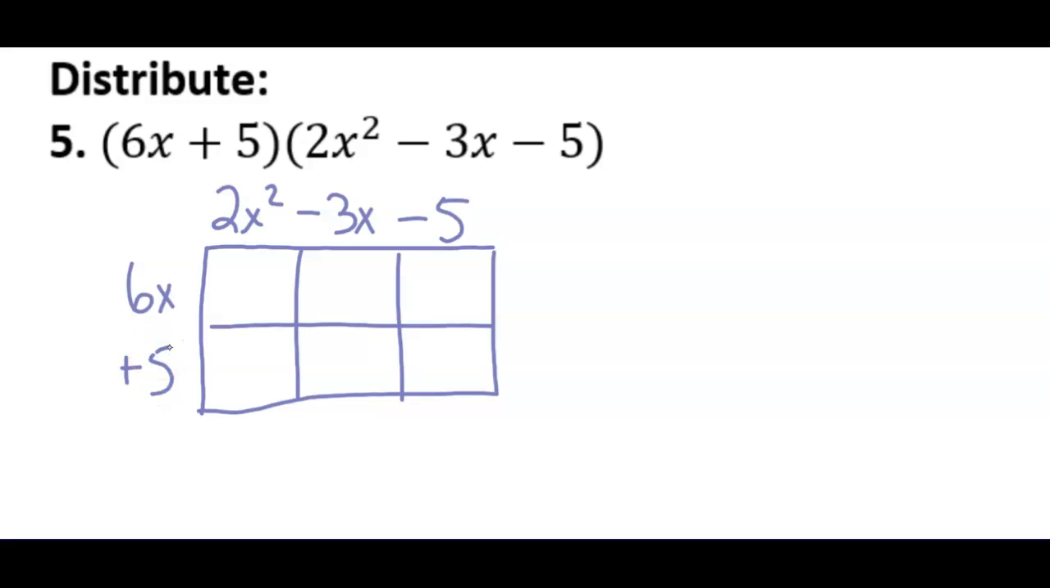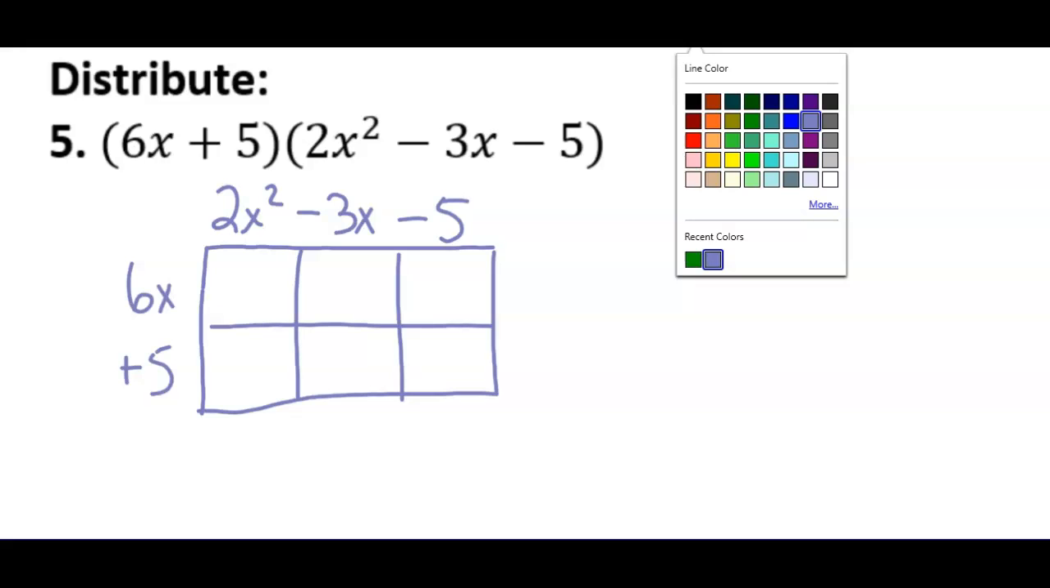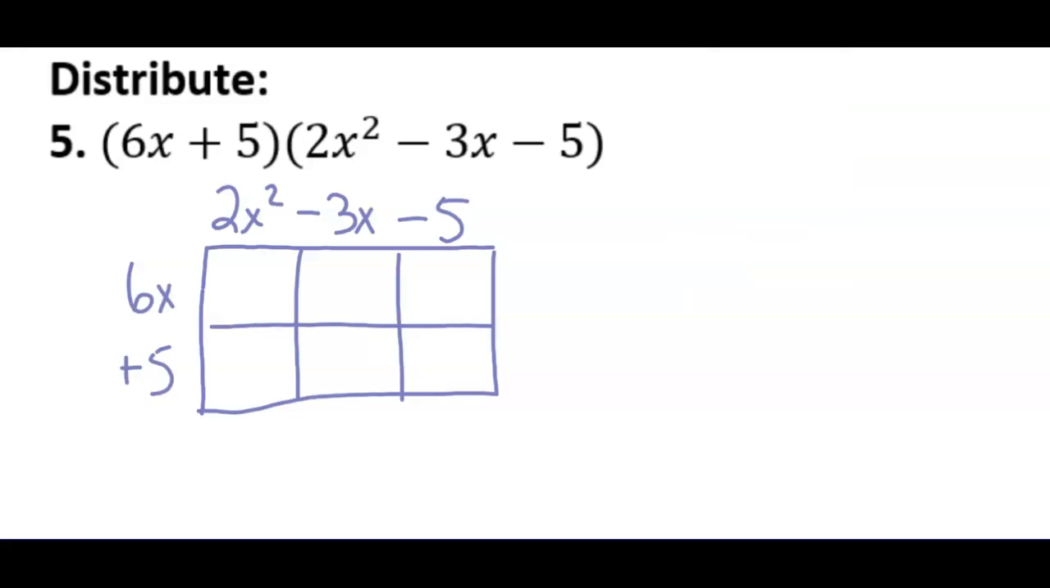Okay, so I'm going to do my multiplication here the exact same way I did it when it was binomial and binomial. This time I'm doing it with 6x times 2x squared, so I'm going to get 12x cubed. Okay, you know what? I'm going to change colors again. Let's do this color. So I'm going to get 12x cubed here because I add my imaginary 1 plus my 2.